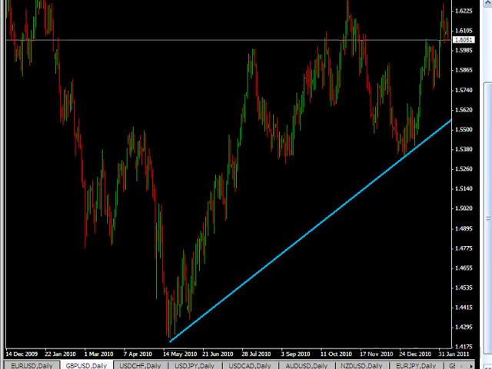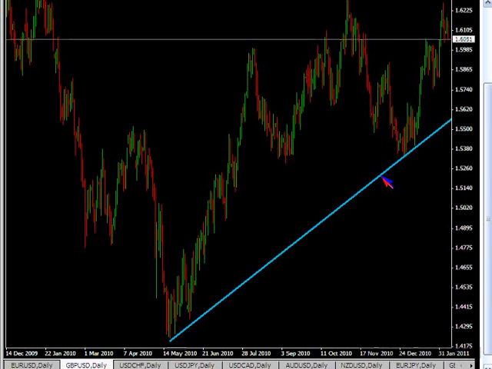Pound dollar daily chart. Drawing a support line connecting those very significant lows of May of last year up into the next most significant lows, December 29th of last year, we can see a long-term trend to the upside. That's nice. Again, this chart goes back to December of 2009, so we have a little bit more than a year of data.